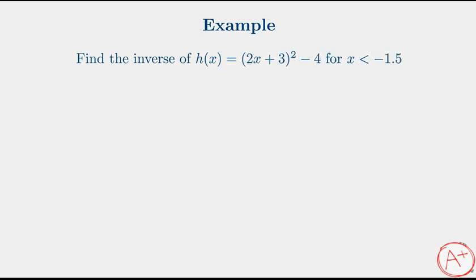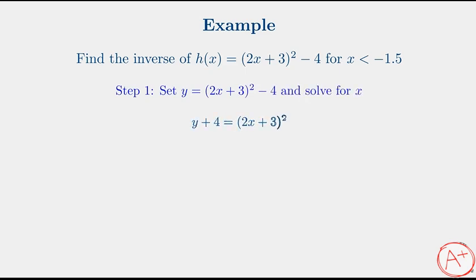Let us apply this to a quadratic example. We are asked to find the inverse of h of x equals the square of 2x plus 3 minus 4 for the domain x is less than negative 1.5. We start by setting the expression equal to y and rearranging to make x the subject. We add 4 to both sides, then take the square root.